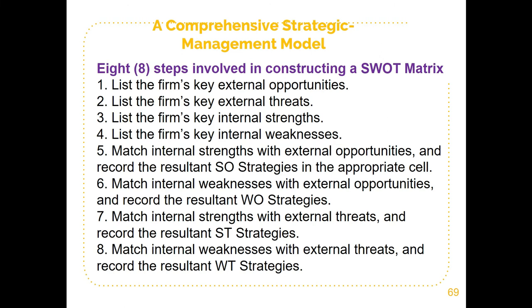Next, you match internal strengths with external opportunities and record the resultant SO strategies in the appropriate cell. Next is to match internal weaknesses with external opportunities and record the resultant WO strategies. And then match internal strengths and external threats, and record it in the ST strategies. Match internal weaknesses with external threats and record in the WT strategies, as shown earlier.